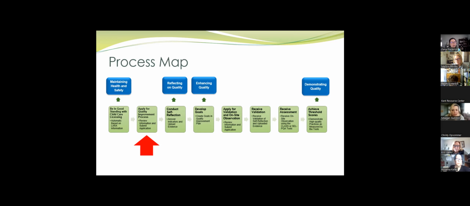So we are at the second step on the process map, which is the application for a new quality level. During this step, we're going to review our information and submit our application. So really, that's just where we are within the big picture of the process.